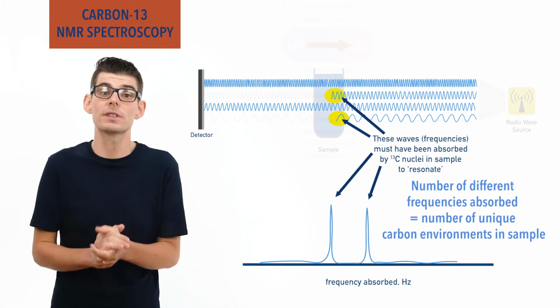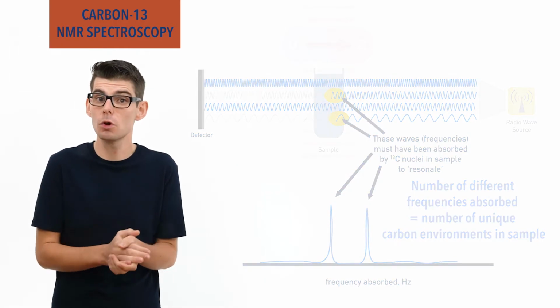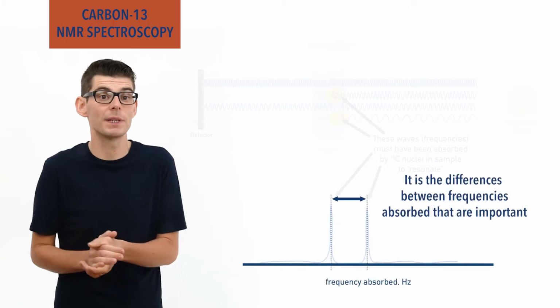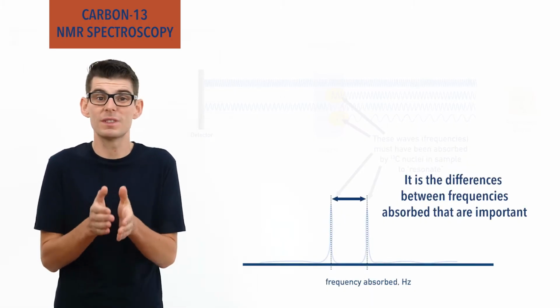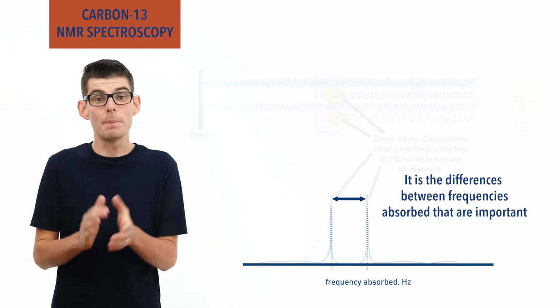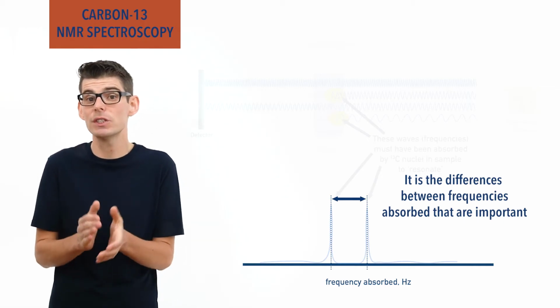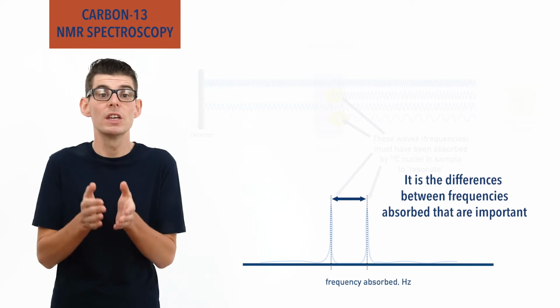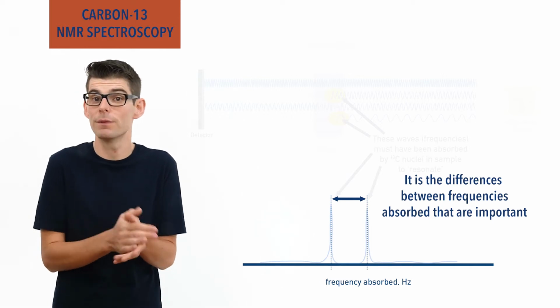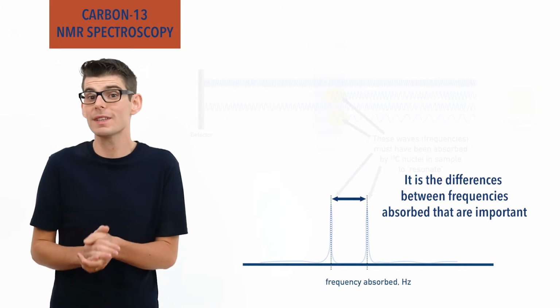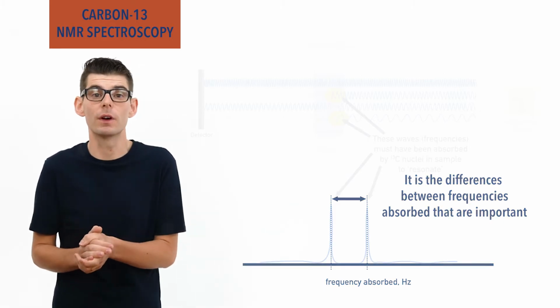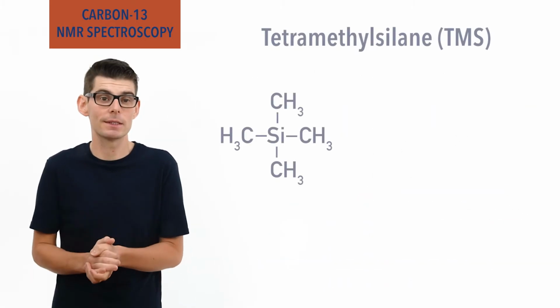It is the differences between the frequencies absorbed that are important in carbon NMR spectroscopy, rather than the actual frequencies themselves. Because of this, a standard is used to enable absorptions to be compared for different carbon environments within compounds. The most common standard used is Tetramethylsilane, TMS.